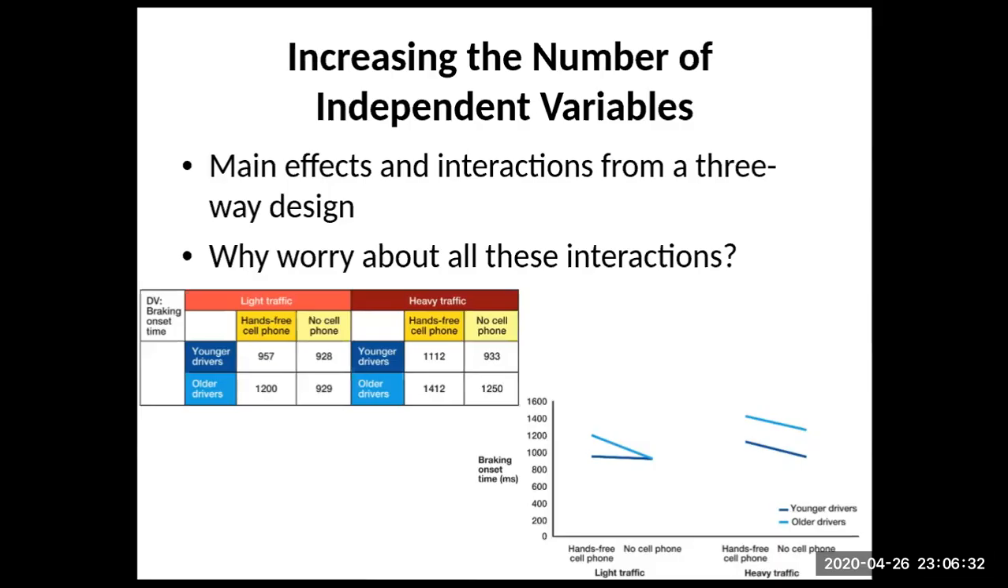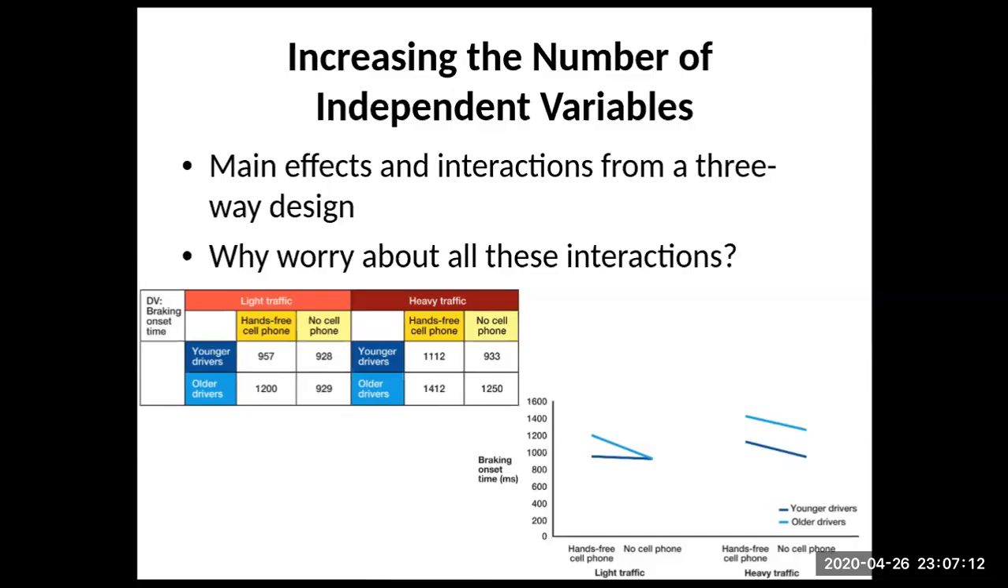In this case, because we have 3 independent variables, we call it a 2 by 2 by 2 design. Why? Because we're saying 2 levels of cell phone, 2 levels of age, 2 levels of traffic. 2 by 2 by 2. So this is a little bit different because this is what we call a 3-way design. A factorial design is a 2-way because there are 2 independent variables. Here there are 3 independent variables, so we call this a 3-way interaction.